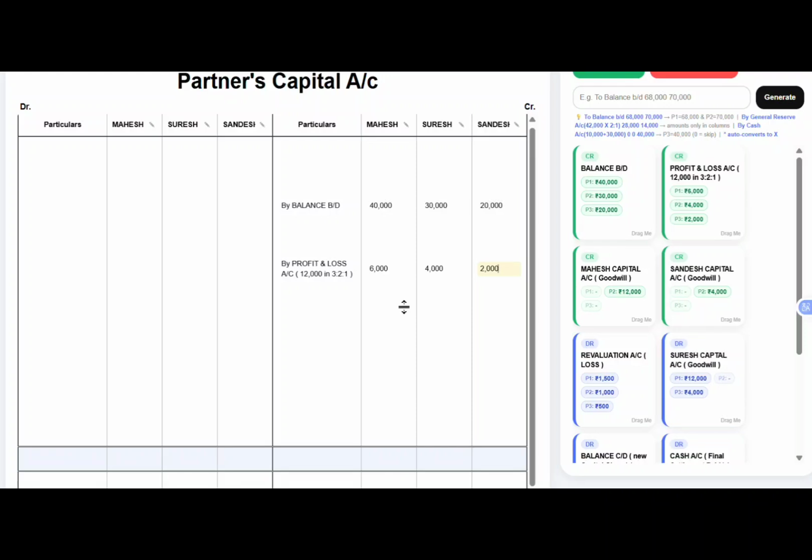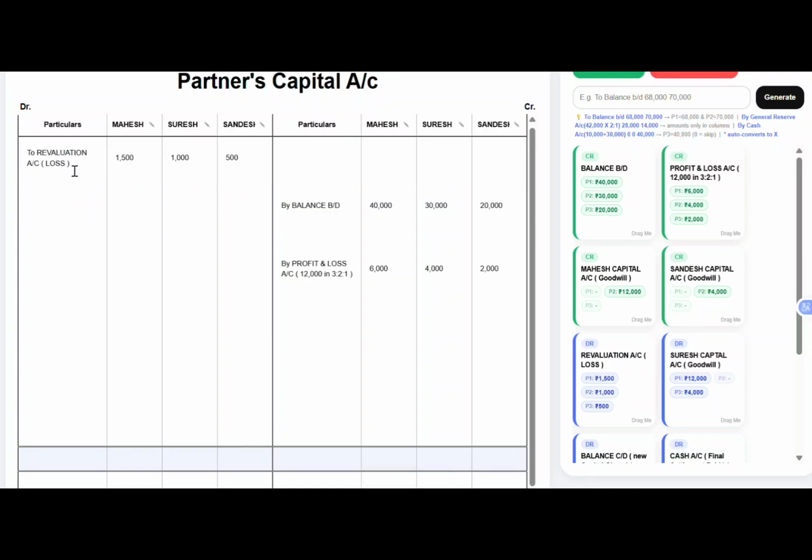Then we had prepared the revaluation account. In the revaluation account, we had a revaluation loss. The loss has to be recorded on the debit side of the partner's capital account. So bring down the revaluation loss on the debit side as to revaluation account.